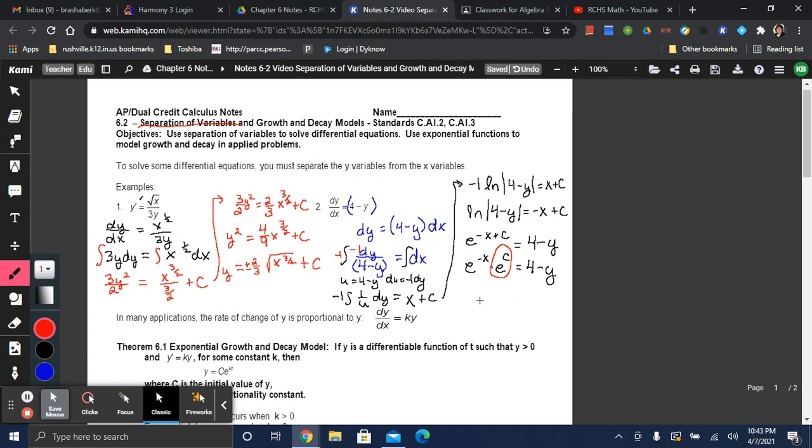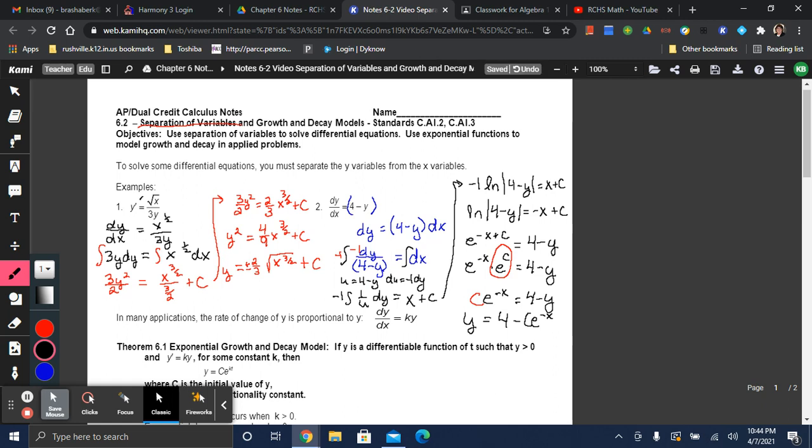And so we will call that constant c, and then have the rest of our statement: ce to the -x equals 4 minus y. And then from here, we're going to solve the equation for y. So we could add y to the other side, subtract the ce to the -x, and that's going to end up giving us y equals 4 minus ce to the -x power.